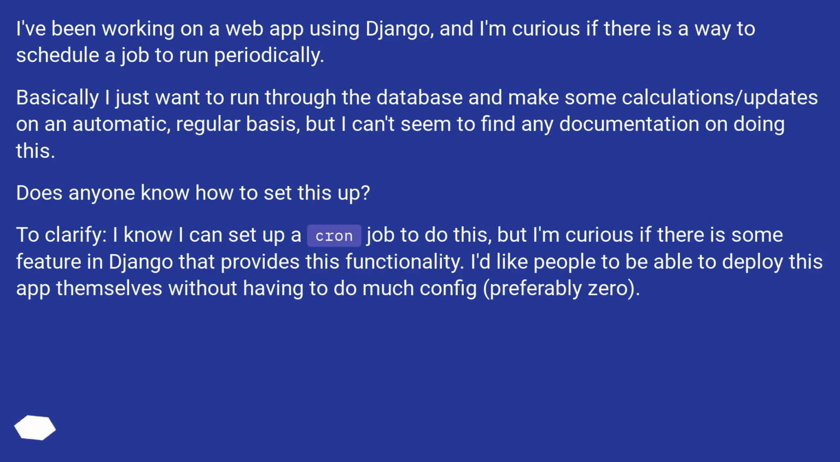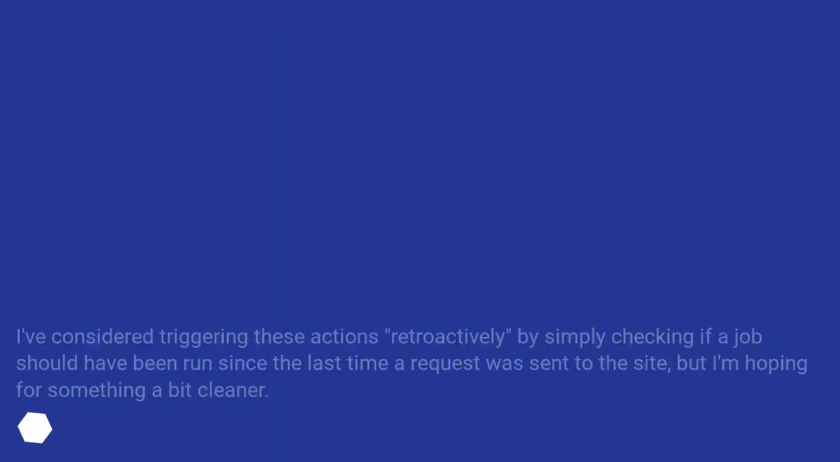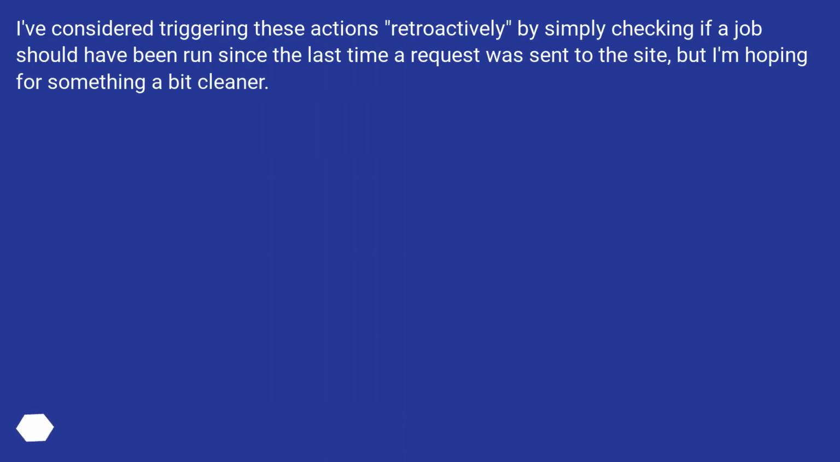To clarify, I know I can set up a cron job to do this, but I'm curious if there is some feature in Django that provides this functionality. I'd like people to be able to deploy this app themselves without having to do much config, preferably zero. I've considered triggering these actions retroactively by simply checking if a job should have been run since the last time a request was sent to the site, but I'm hoping for something a bit cleaner.